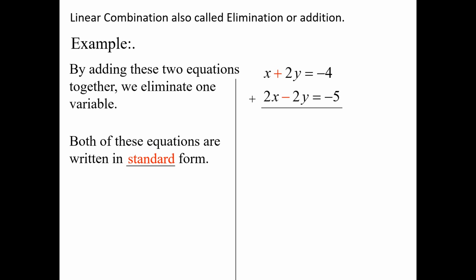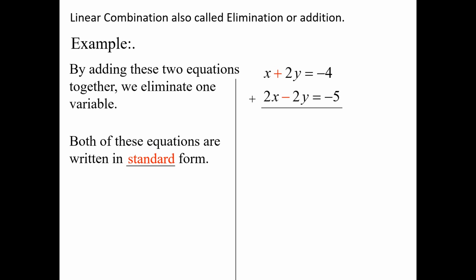x plus 2y equals -4. 2x minus 2y is -5. I'm going to combine these terms. If you notice, I've got 2y and -2y. So if I combine 2y minus 2y, I'm going to get 0, and one of my variables is going to disappear. And that means I can then solve for the other variable, go back, and solve for the first. Okay? That's the idea. So literally here, we are adding these equations together.